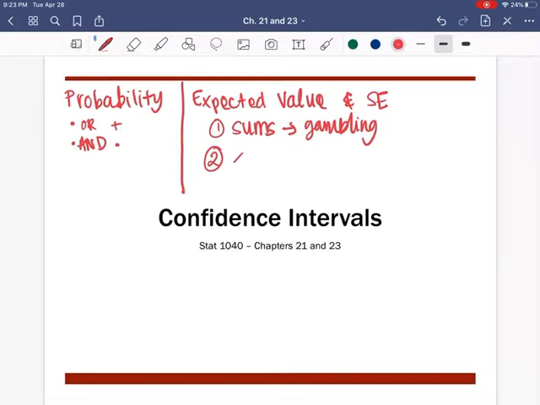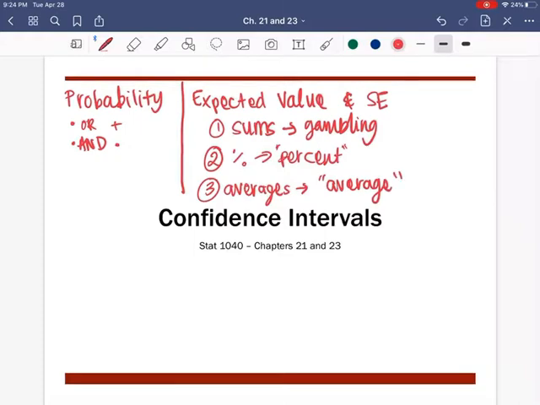That's a sum. With percents, you will know to do that if you see a percent. So the word percent, or you see percent somewhere. Number 3 is averages, and you will know to use that if you see the word average.